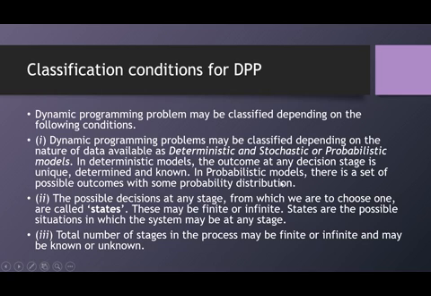But in a probabilistic model, there are a set of possible outcomes, right? In your game theory, when we decided the optimal strategy, you had multiple optimal strategies, but for every strategy, you had a probability associated with it. Similarly, here in probabilistic models, there is a set of possible outcomes, and with these possible outcomes, you have some probability distribution associated. Okay? This is the first condition.